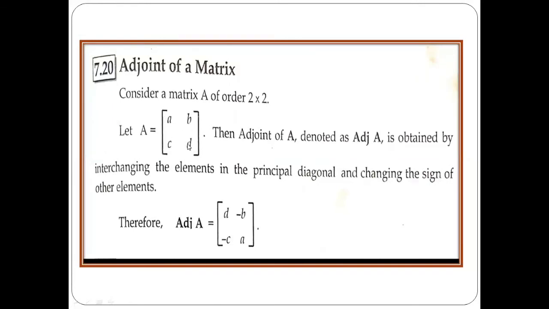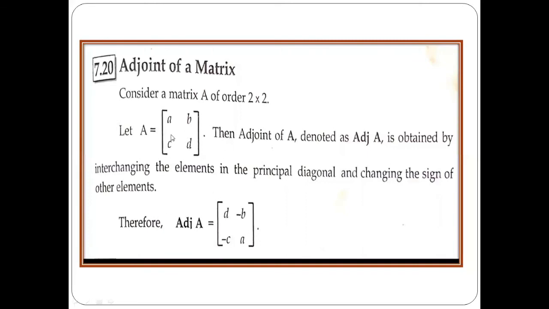A, B, C, D. Its leading diagonal contains element A and element D. When you interchange their places, it will become D, A. And in the non-leading diagonal, you will change the sign. If this is plus B, it will become minus B. And if this is plus C, it will become minus C. This is how you will find the adjoint of a matrix.